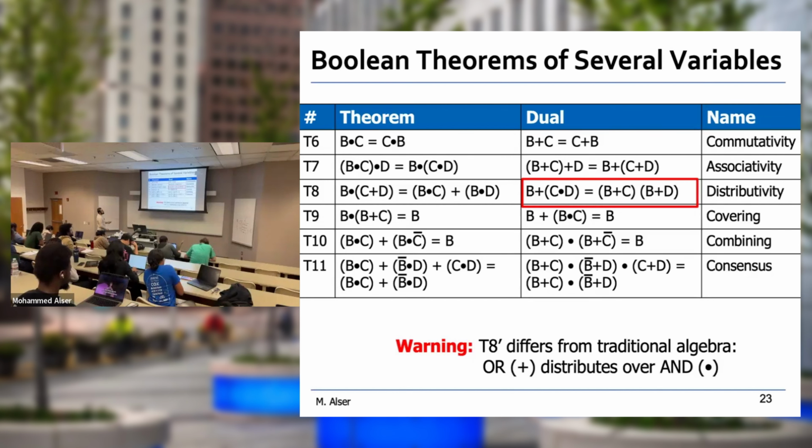All right. Now the second one. The second one is a bit tricky. Please pay attention. B times C plus B bar times D plus C D. You can cancel out this guy over there. As simple as that. Why do we do that? Why do we do that?